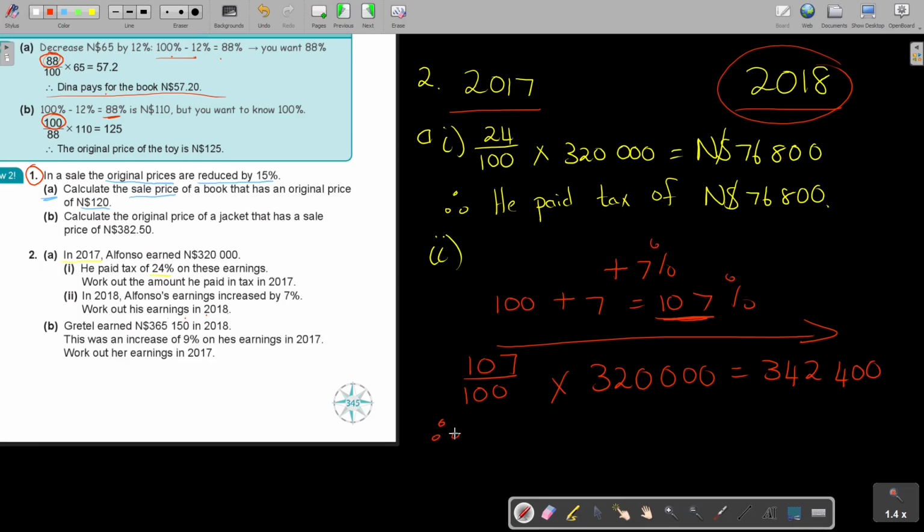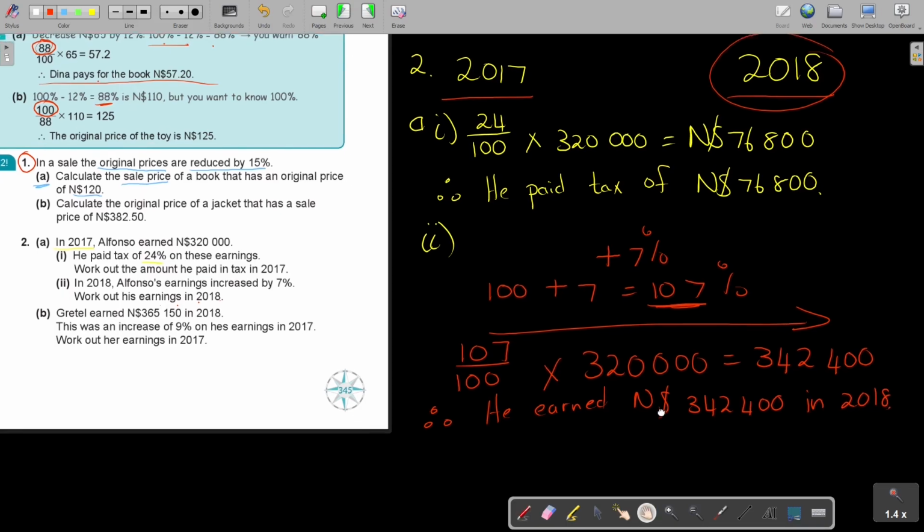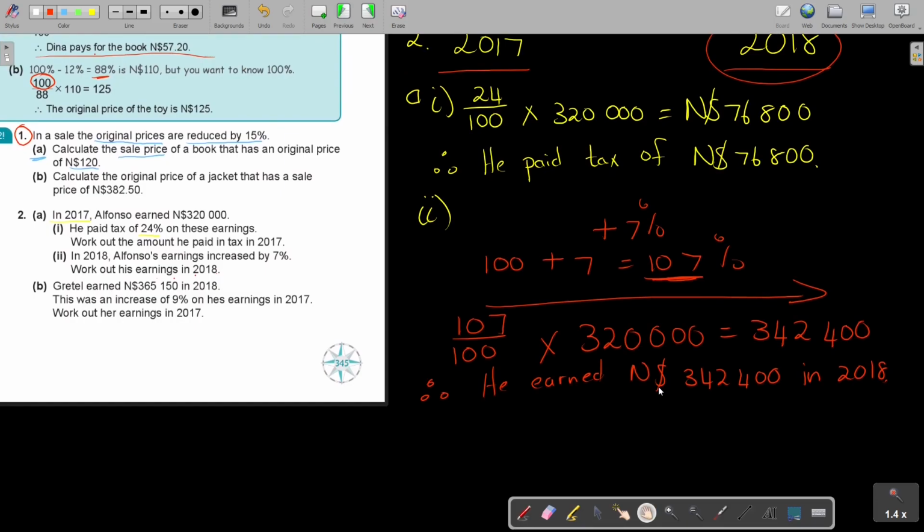So then I say, therefore, he earned 342,400 in 2018. Okay, so that is actually grade 8 stuff. Here comes grade B, which is grade 10, 11 stuff. So let's just go to number B.